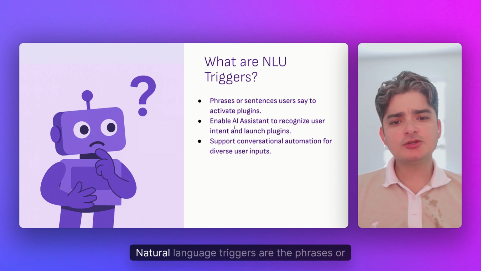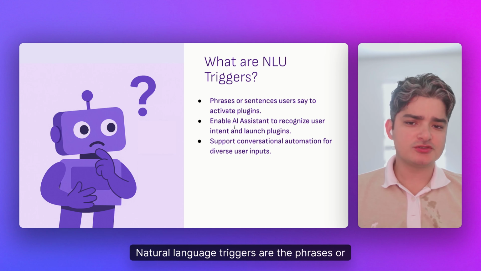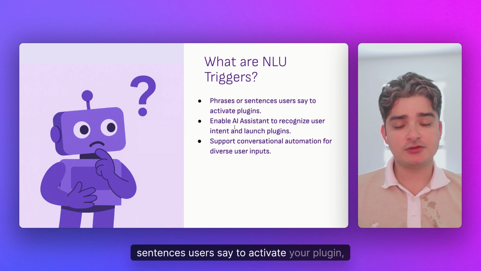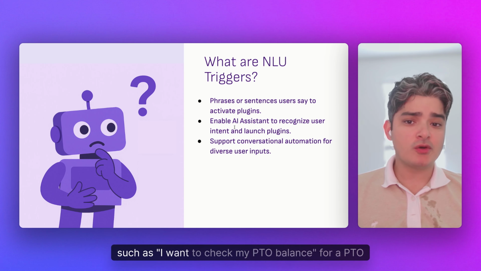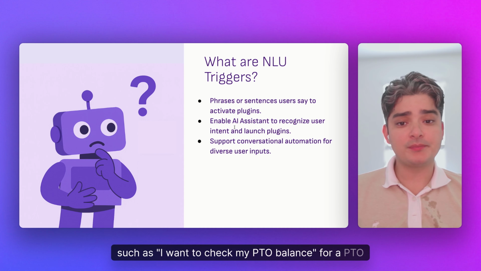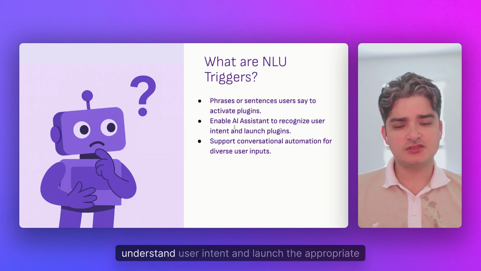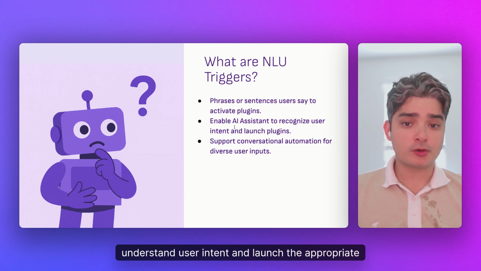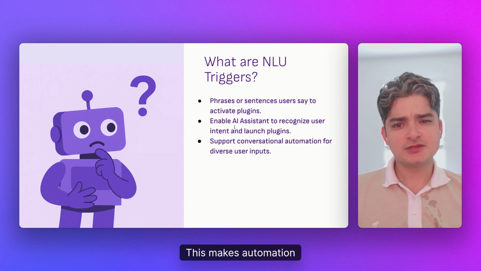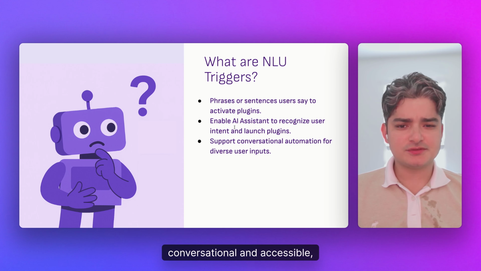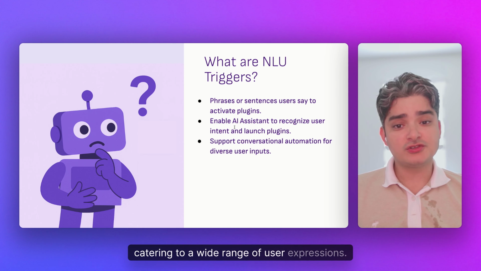Let's get started. Natural language triggers are the phrases or sentences users say to activate your plugin, such as, "I want to check my PTO balance" for a PTO request plugin. They serve as cues for the AI assistant to understand user intent and launch the appropriate plugin. This makes automation conversational and accessible, catering to a wide range of user expressions.